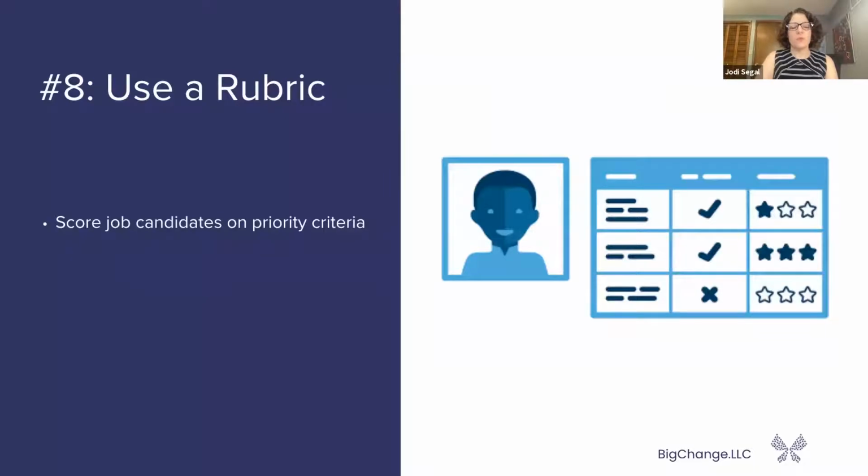Number 8 is use a rubric. A hiring rubric is a chart that details what you're looking for in a new hire. This is one of the easiest and most impactful ways to improve your recruitment and hiring processes to support your diversity, equity, inclusion values and goals. A rubric lists the experiences, certifications, abilities, and other attributes that you must have, that you want to have, and that you would like to have in your new hire.